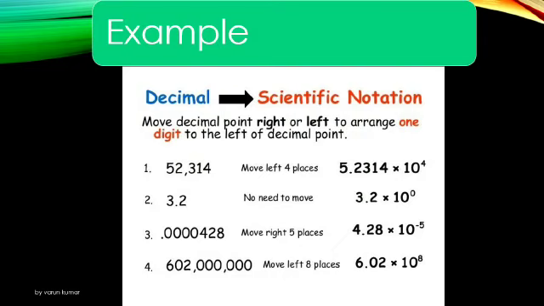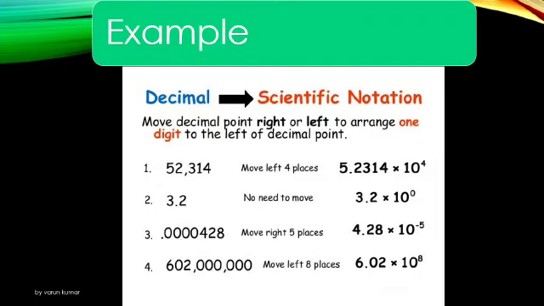52,314. Now we have to move the decimal from right to left. By how many places? By 4 places. Because the number 52,314 can be written as 52314.0. So where is the decimal? The decimal is after 4, so we have to shift the decimal between 5 and 2. That's why we write 5.2314 into 10 to the power 4.